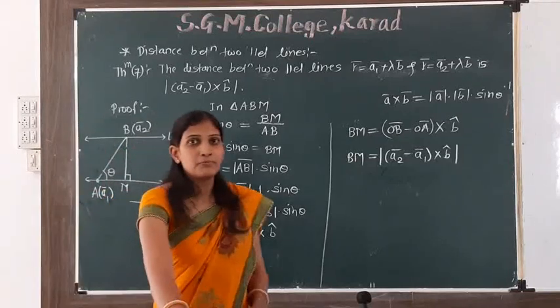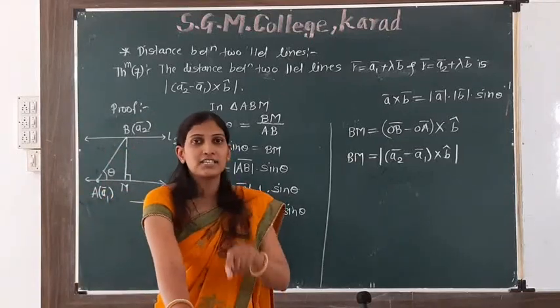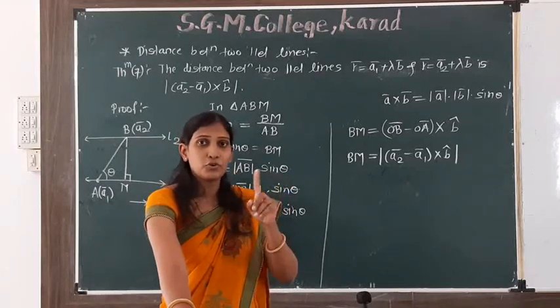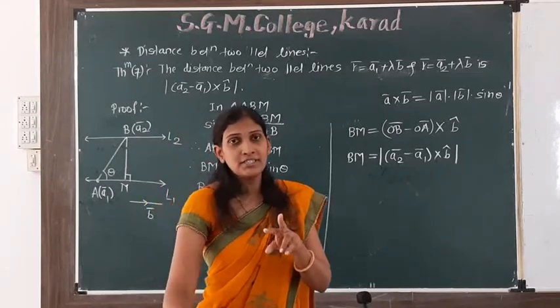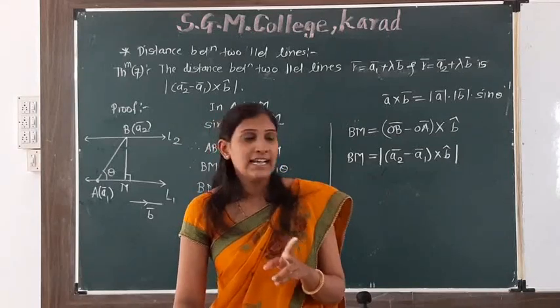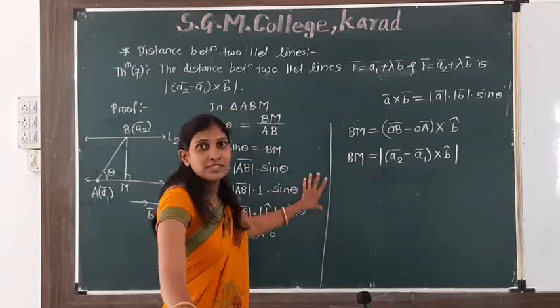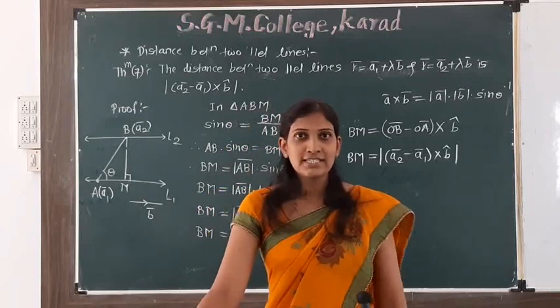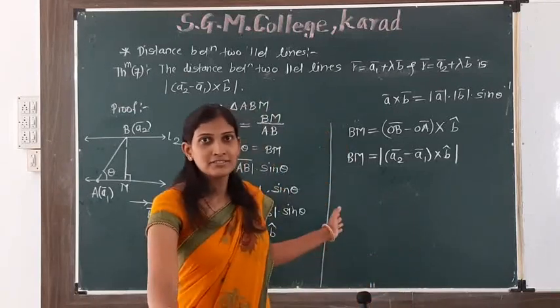So we studied three theorems. The first theorem is the distance of a point from a line. The second theorem, distance between two skew lines. And this is the third theorem, distance between two parallel lines. I hope you understand these three theorems. Thank you.